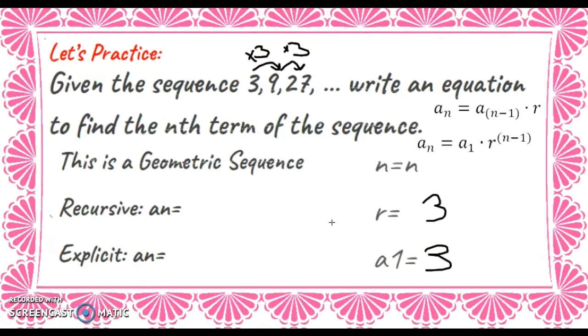So let's plug these in. a of n equals a of n minus 1 times 3, because we're multiplying by 3 each time to get the next term. And explicit, a of n equals the first term, a1, times r, which is 3, to the n minus 1 power.